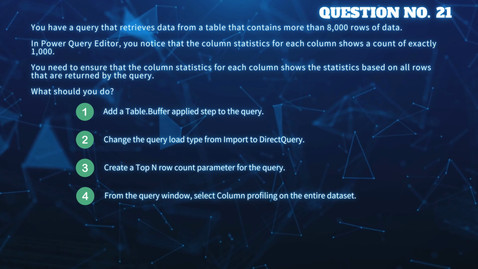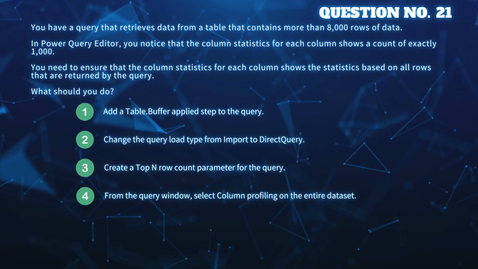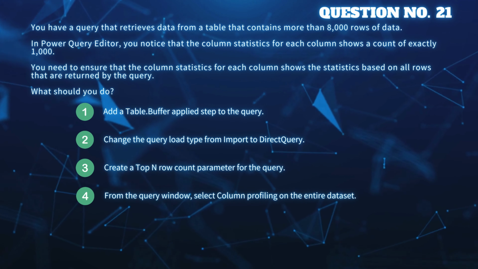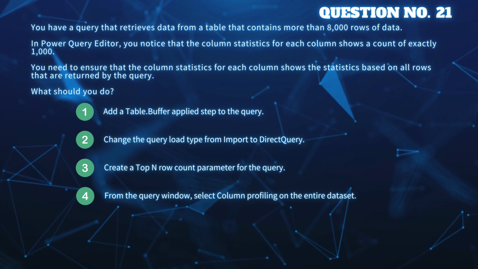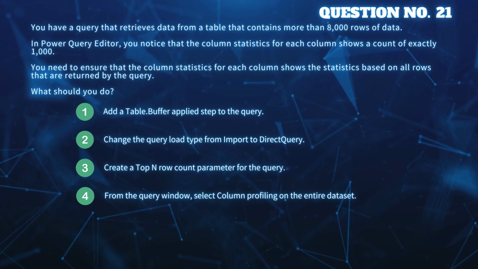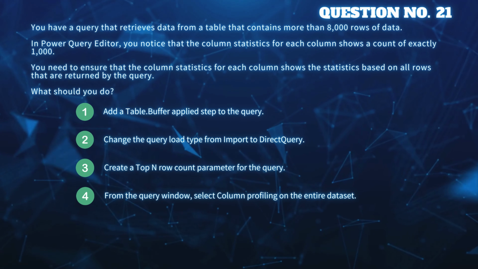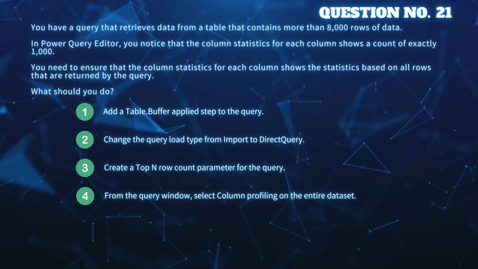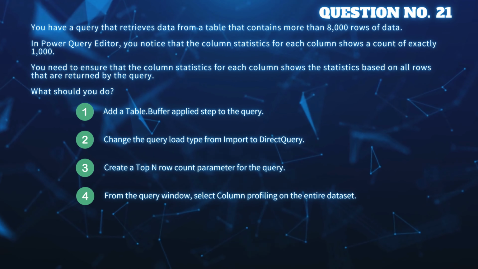You have a query that retrieves data from a table that contains more than 8,000 rows of data. In Power Query Editor, you notice that the column statistics for each column shows a count of exactly 1,000. You need to ensure that the column statistics for each column shows the statistics based on all rows that are returned by the query. What should you do?